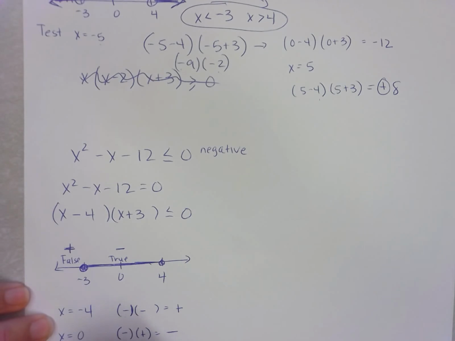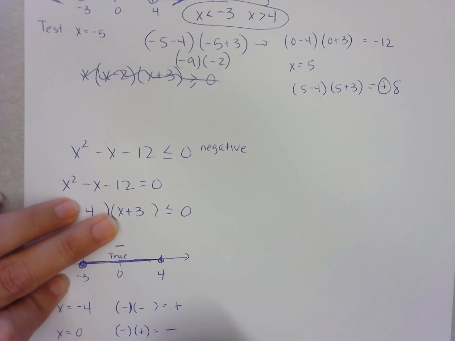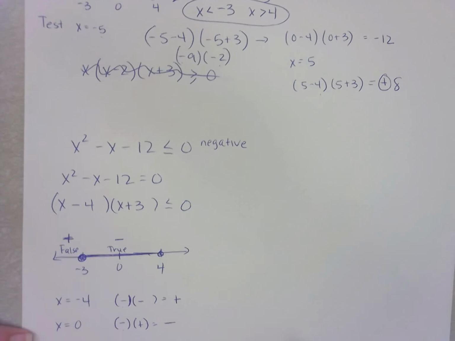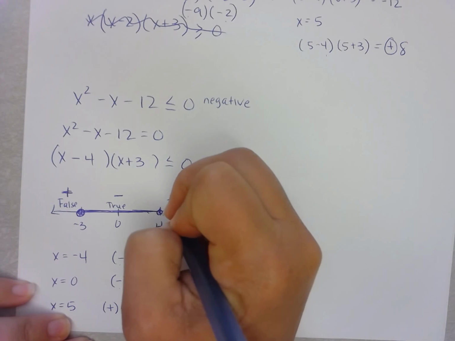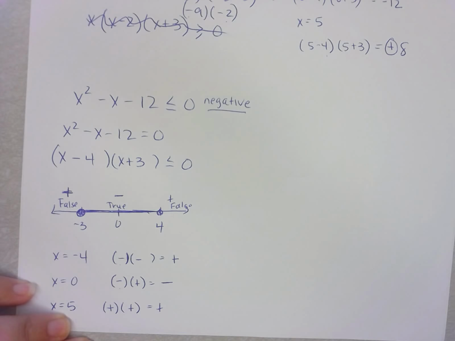Then the last thing I can do is check for x is positive 5, and when I plug in 5 here, I get 5 minus 4, which is 1, so it's positive. And 5 plus 3 is 8, which is also positive. And positive times positive gives me, in fact, a positive answer. And so this is a false spot because I am looking for negative values because this is a less than.